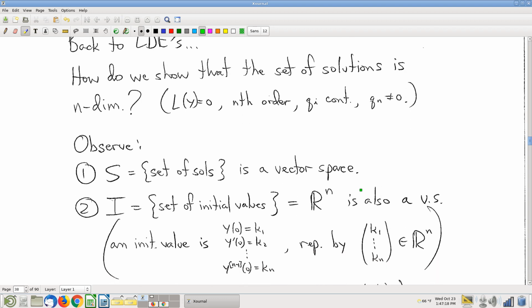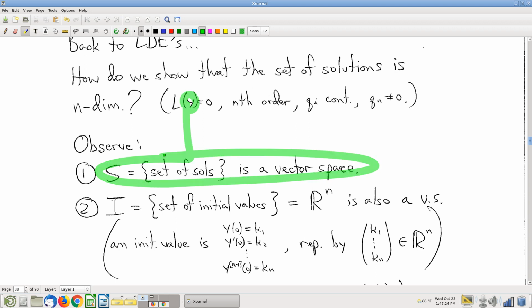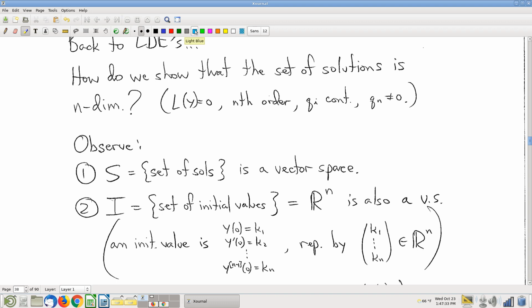First thing I want to point out, the set of solutions is a vector space, already known. Right? We proved that back in chapter 4, subspace argument. Now this is going to seem weird. The next thing I want to point out is that the set of initial values, not a thing we've really talked about before, but let's suppose we want to think about this. Here's what an initial value looks like. If I were to think about what all initial values forms, well, an initial value is a list of numbers that are the initial value and various derivatives of the function in question.